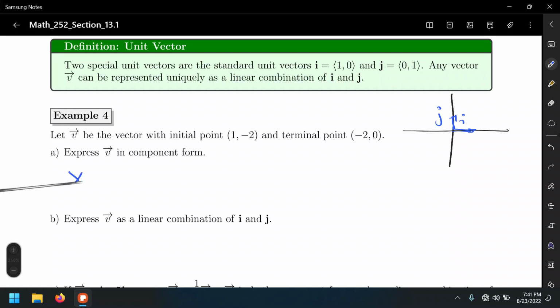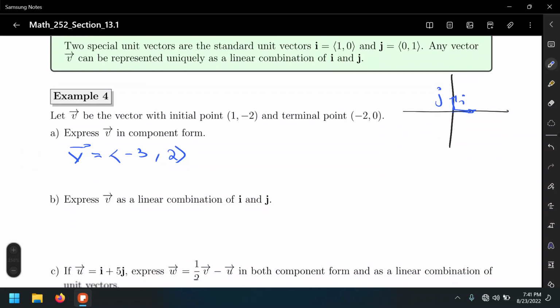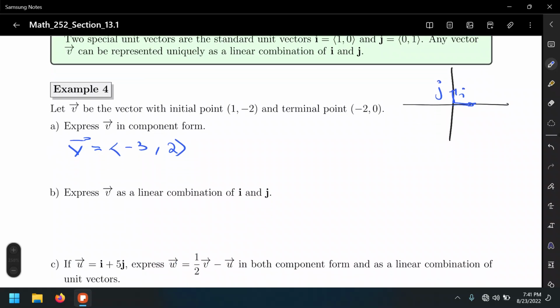So, okay, let's find the vector that passes through this initial and this final point. -2 minus 1, isn't that -3? And -2 minus -2, which is +2, isn't it 0? Oh, what am I doing? Yeah, I think I was looking at this -2. Yeah, so it's 2, right? I was looking at the x from the second point. Okay, so that's the vector in component form.